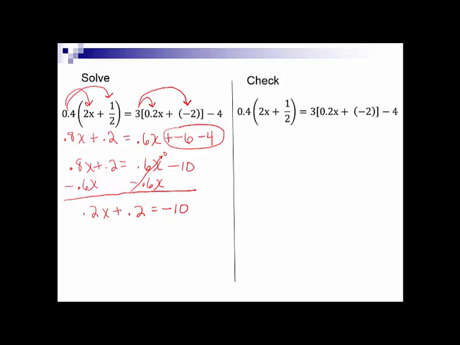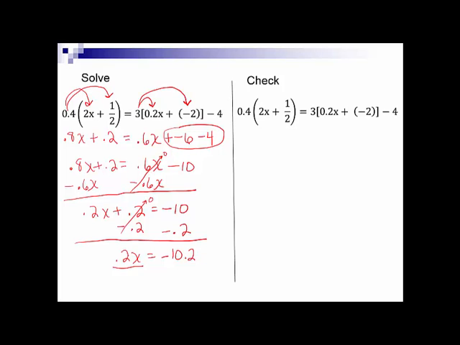At this point, I need to move this constant of 0.2 over to the right. How do I zero that out? Plus 0.2, inverse would be minus 0.2 to zero that out. If I'm going to subtract 0.2 on the left, I need to subtract 0.2 on the right. 0.2 minus 0.2 zeroes out, so the only thing I'm left with on the left is 0.2x equals negative 10 minus 0.2 is negative 10.2.